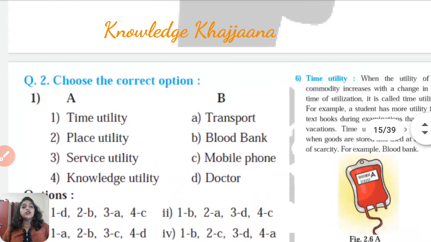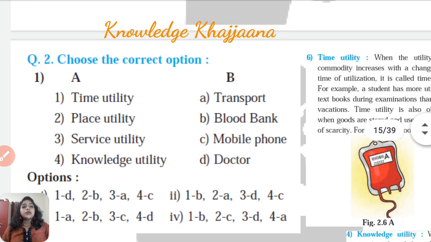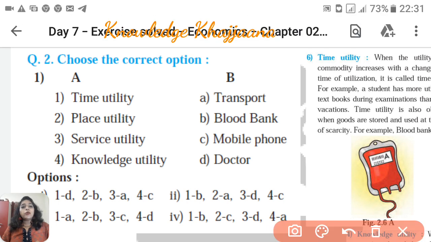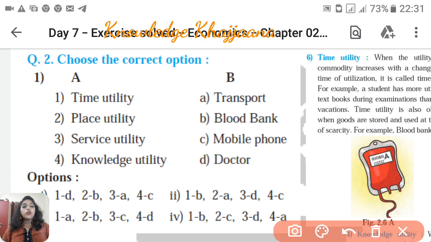Now see, choose the correct option. 4 types of utilities are given and their examples are given. Now you have to match the correct pair by choosing the correct option. See what the options have been given: time utility, place utility, service utility and knowledge utility. And the examples given of them are transport, blood bank, mobile phone and doctor.